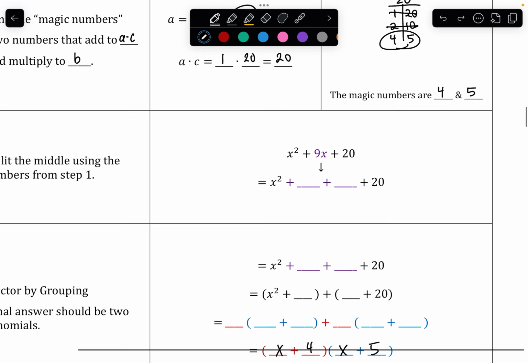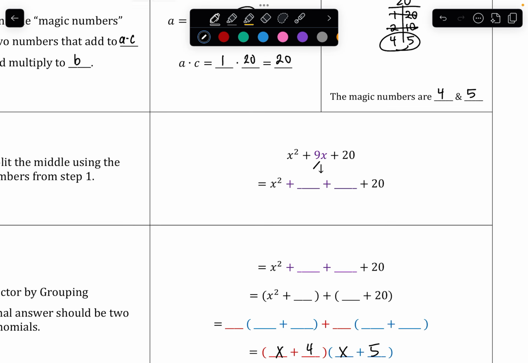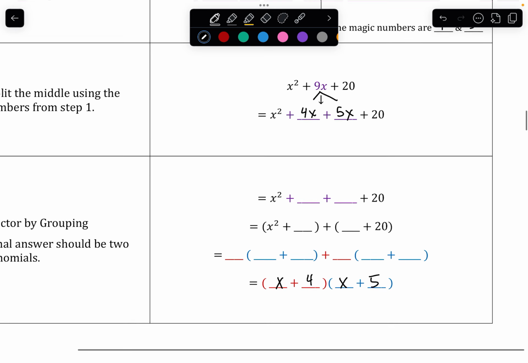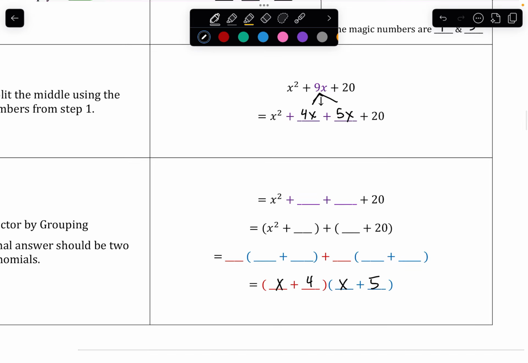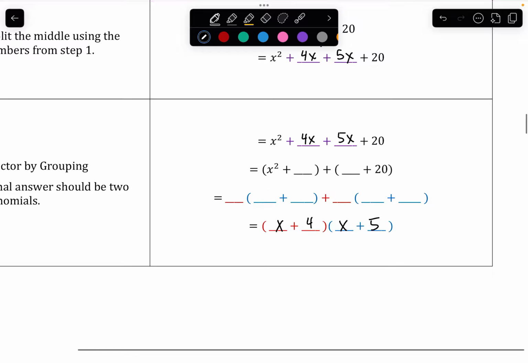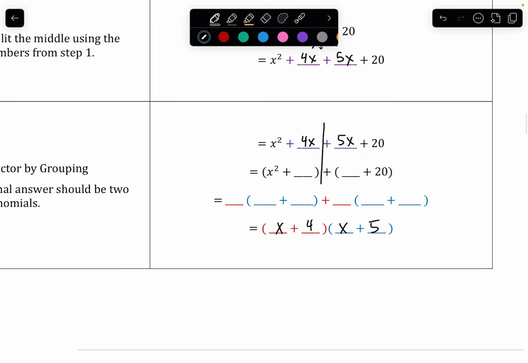And then what you do with those magic numbers is you split your middle term, kind of uncombining those like terms. So we have 4x and 5x, which would add back together to give us 9x. And so once you split the middle term, and it can be in either order, you'll get the same answer at the end, you're going to factor 2 at a time, okay? And so I like to draw a line down the middle.